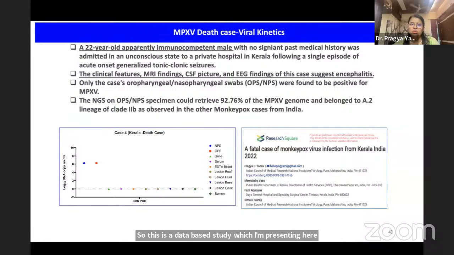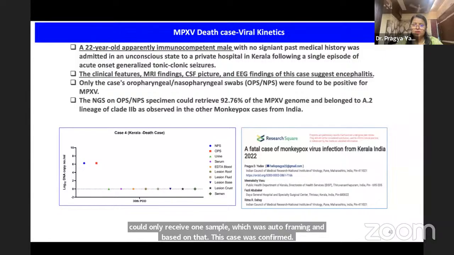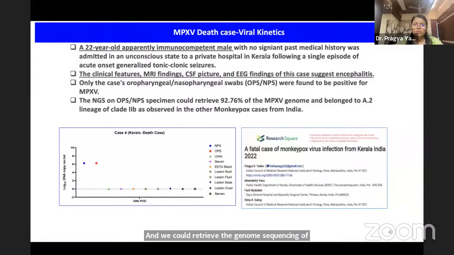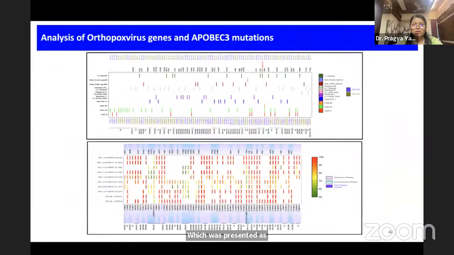One case was an immunocompetent male in Kerala, and he died with the disease. The clinical features, along with the MRI findings, CSF findings, and EEG findings of this case, suggest encephalitis. We could only receive one sample, the oropharyngeal and nasopharyngeal swabs, and based on that this case was confirmed. We could retrieve the genome sequence of this virus, which was clade 2B, like other monkeypox cases present in India at that time.